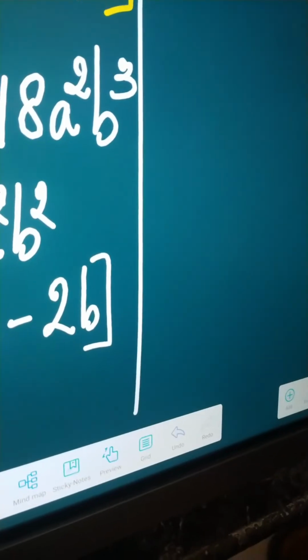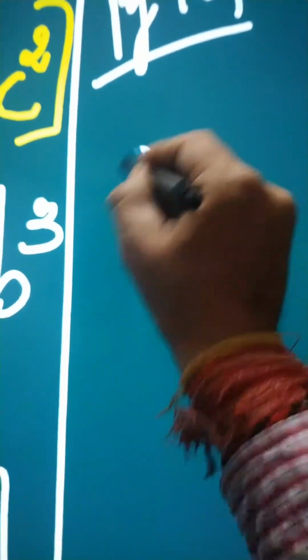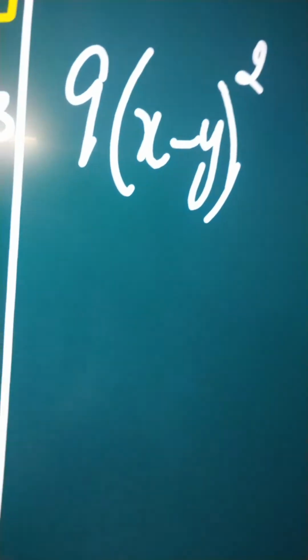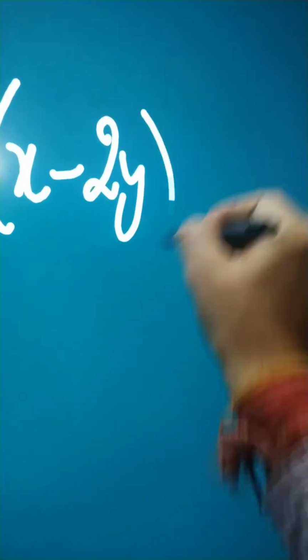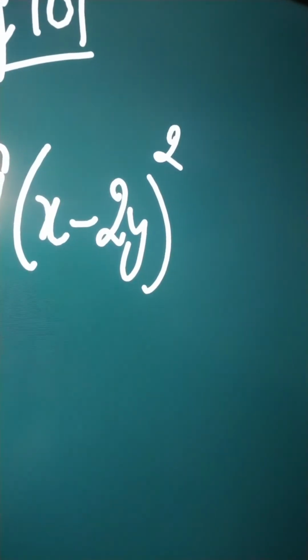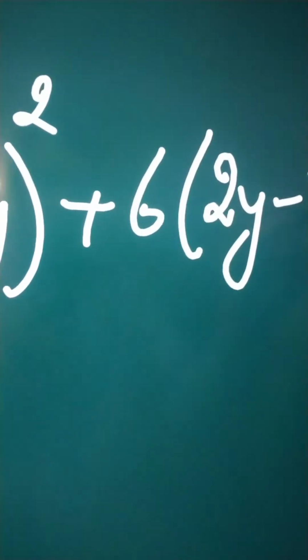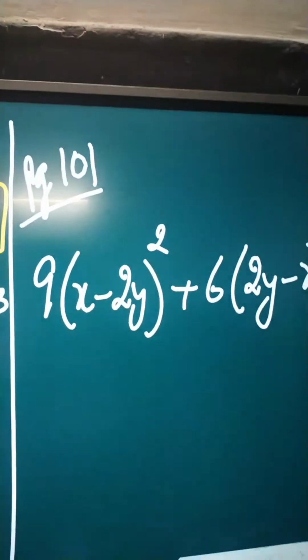Now the next question which is given: 9 into (x minus y) square, 9 into (x minus 2y) square plus 6 into (2y minus x). Now this is a question given on page 101.